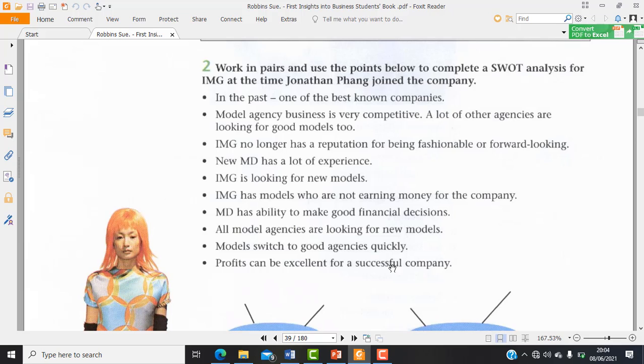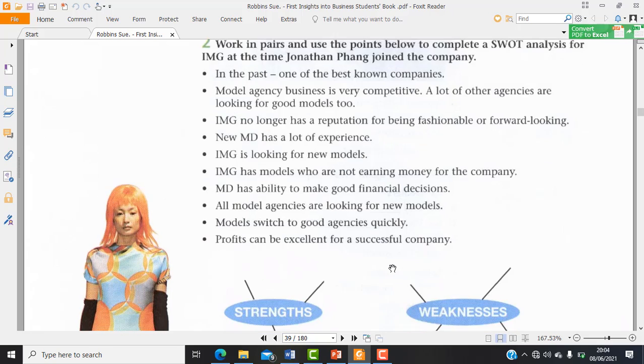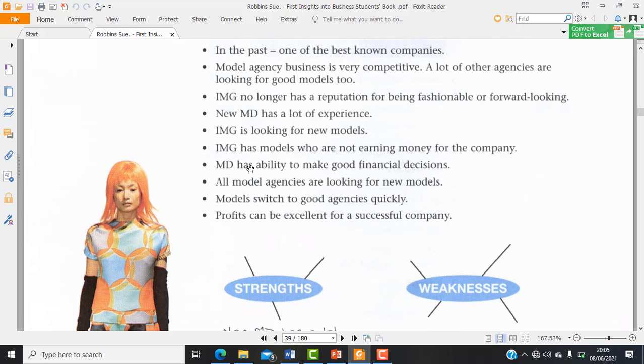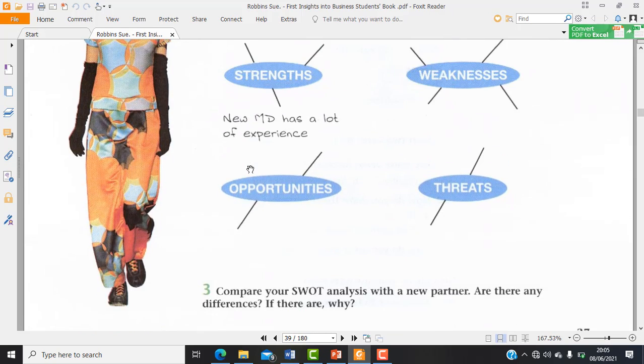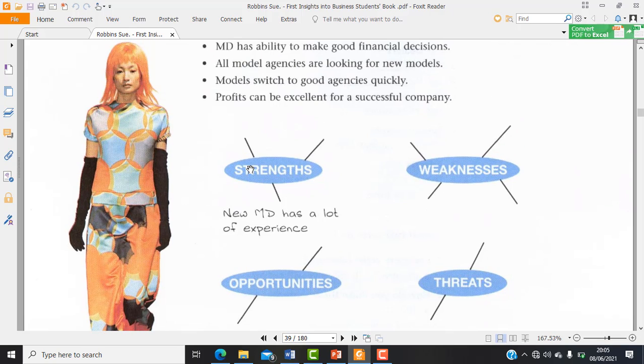Okay, now here we go. Now, actually, you have to do it by yourself, but because I'm explaining to you, so I guess I'm gonna do it for you, and you have to just pay attention to the video, right? Okay, now we have 10 points. We have 10 points here, and you have to do the SWOT analysis for this one. Okay, let's take a look. Strength, weaknesses, opportunities, and threats.